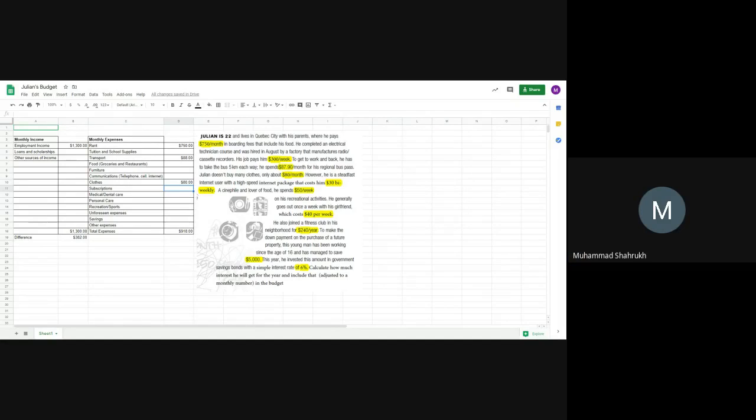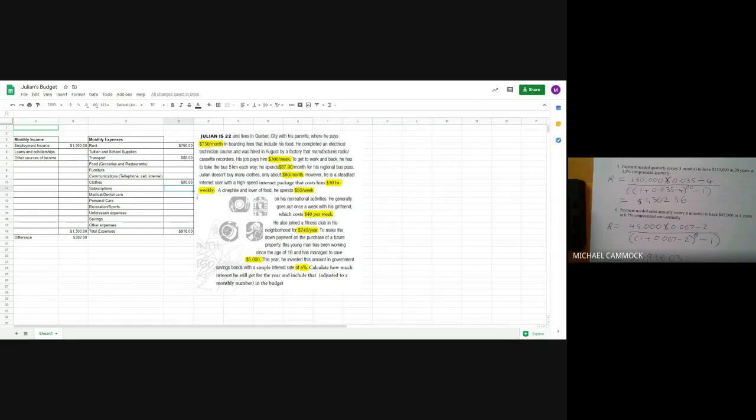Okay. His internet is $30 bi-weekly. How do I calculate that again now? Bi-weekly. Yeah. Divide by 26. Well, multiply by 26 because there are 26 bi-weeks in a year. So I'm going to put the equal sign again. I'm going to take the $30, multiply it by 26, and then divide by 12.